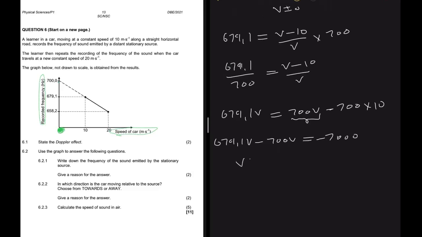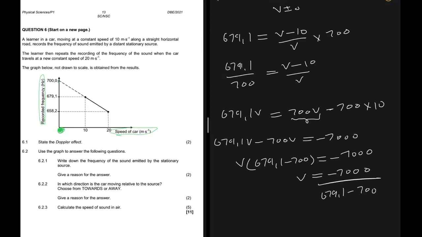So now I can take v as a common factor. That will give me v times (679.1 minus 700) equals minus 7,000. And then v is thus equal to minus 7,000 divided by (679.1 minus 700). Let me put that in my calculator real quick.